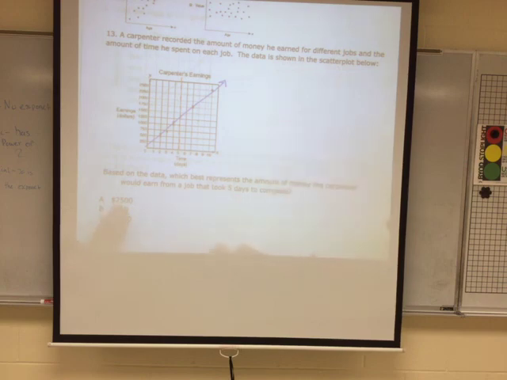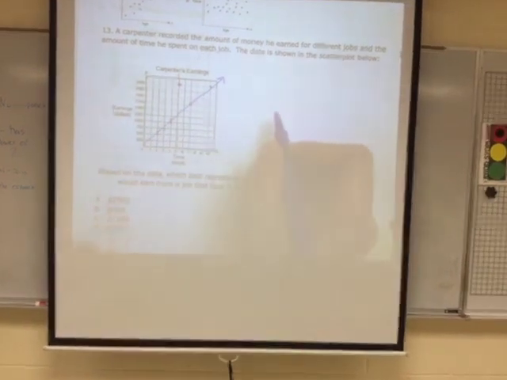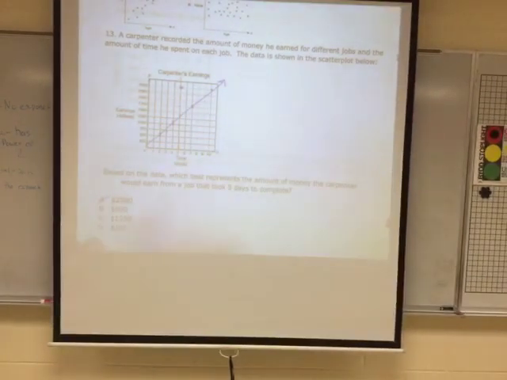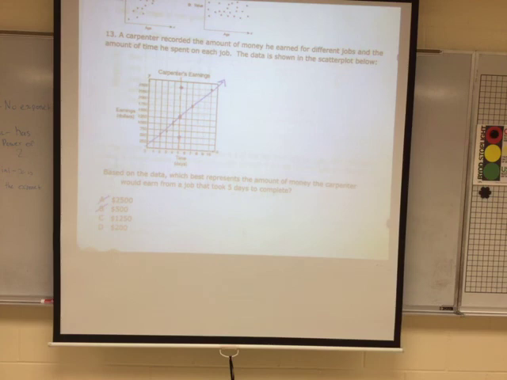So 2,500, that would be way too much. 500 seems a bit low. 1,250, that looks like a good choice, but let's check the last one. The last one is 200. 200 is far too low. So the correct answer would be C.